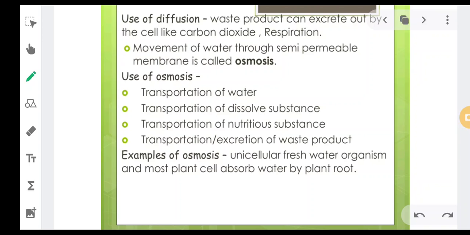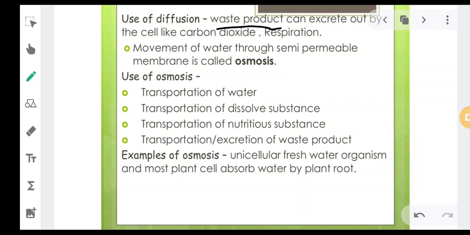Today we'll be seeing what the uses of diffusion and osmosis are. In the last class we had seen what diffusion is and what osmosis is. So what are the uses of diffusion and osmosis? The first thing is that diffusion is essential to remove waste products from the cell. Every cell produces a waste product.